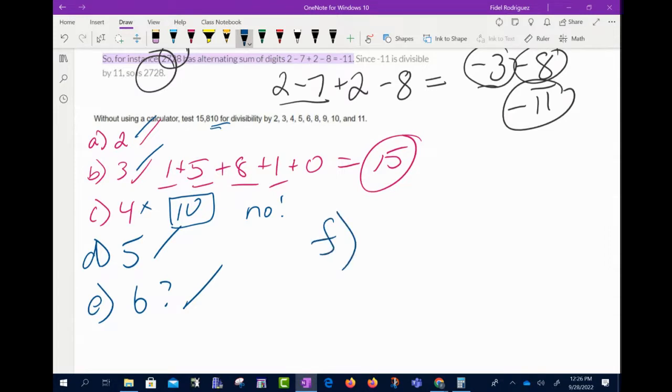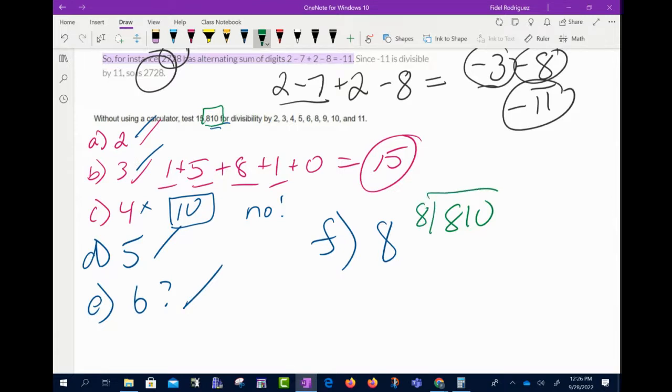Part F, I'm calling it part F. I want to know, can we divide it by 8? I should be able to divide it by 8 if I look at the last 3 digits. So the last 3 digits are 810. So I would want to know, does 8 go nice and pretty into 810?